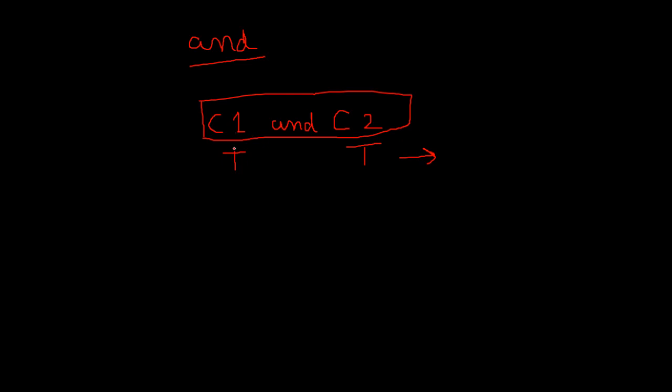So in this situation, if the first condition is true and the second condition is true, then the combined result of this expression is basically true. Okay, but suppose the first condition is true but the second condition is false, and suppose the first condition is false but the second condition is true, and suppose both conditions are false. So these are the different situations that may arise when we specify two conditions using the AND operator.